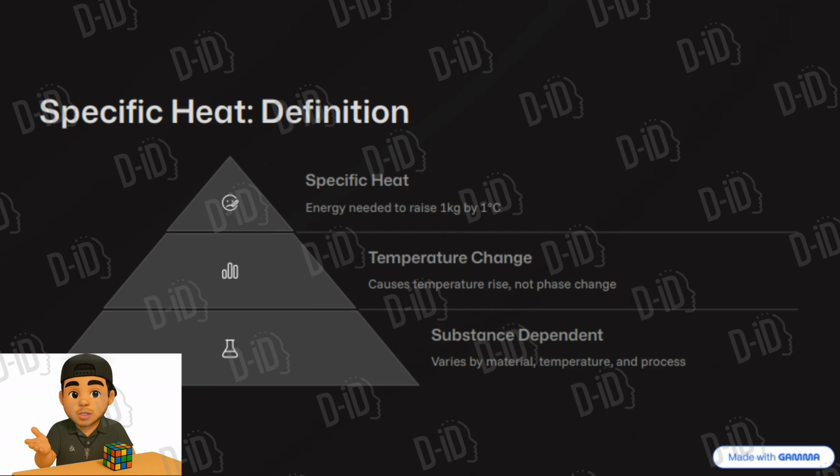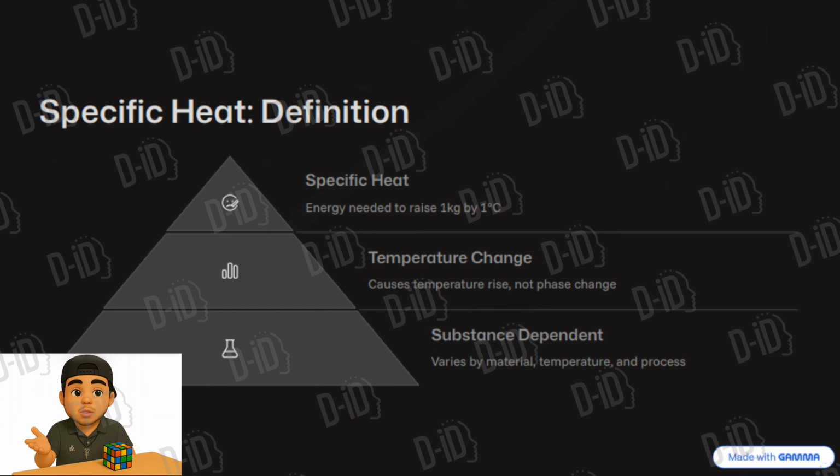Now, what is specific heat? The specific heat is the amount of thermal energy or heat required to raise the temperature of a unit mass of a substance by 1 degree Celsius without phase change. The key feature is that it applies when there is temperature change, but not phase change. It depends on substance, temperature, and process.